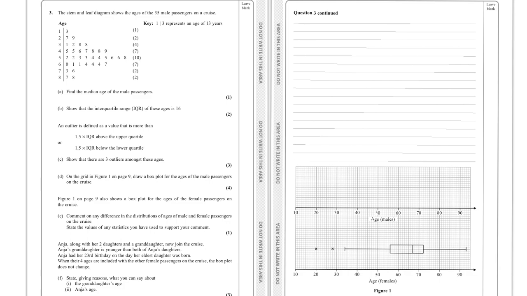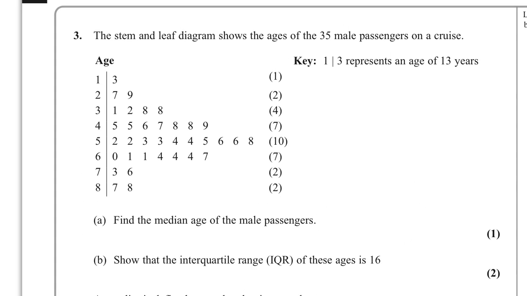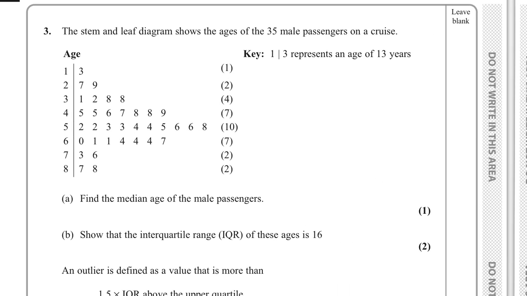Okay, so question 3. Right. So, the median age. If there's 35 people, this is odd. Okay, so to help us, we're going to add 1 to it, divided by 2. So we're looking for the 18th person. Okay? So, 1, 2, 3, 4, 5, 6, 7, 8, 9, 10, 11, 12, 13, 14, 15, 16, 17, 18. So here we go. 53 is the median.